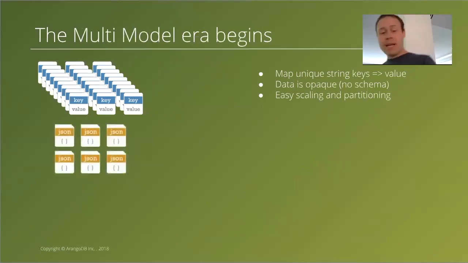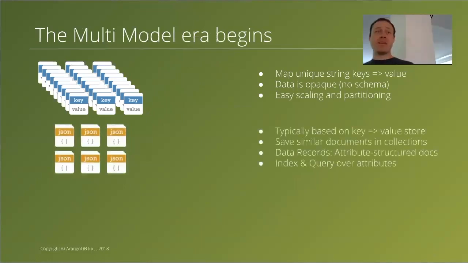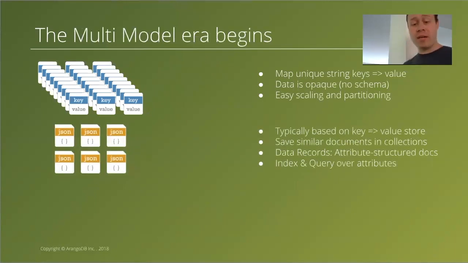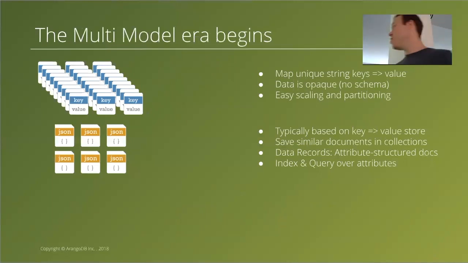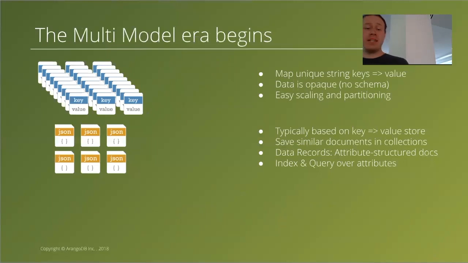Next, a bit more complex, JSON document stores. Typically, they are based on some kind of key value store because they still have a primary key. And they map this key to a JSON document or some other attribute-structured document format. In most cases that I know of, it's JSON, because JSON is a common format nowadays. Typically, they group documents in collections, like you may know from relational tables. So logically similar documents are inside the same collection. Let's say you have a product collection. All your products are stored inside this one collection.